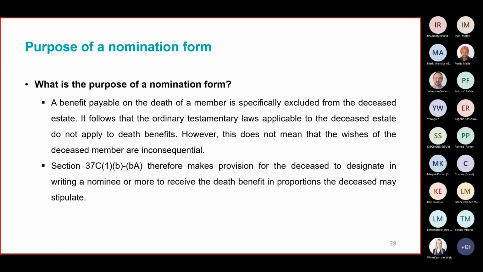Section 37C(1)(b)(bA) therefore makes provision for the deceased to designate in writing, as I said, that's important, a nominee or more to receive the death benefit in proportions the deceased may stipulate.